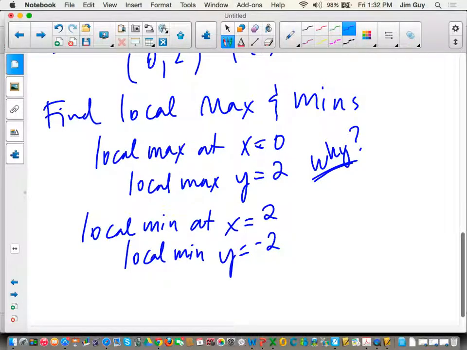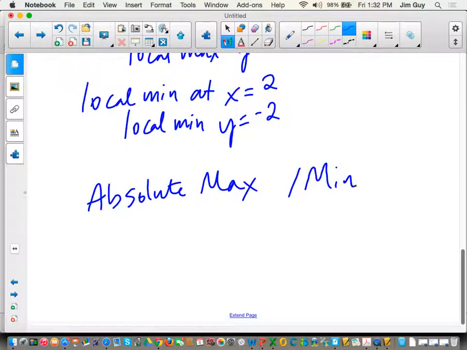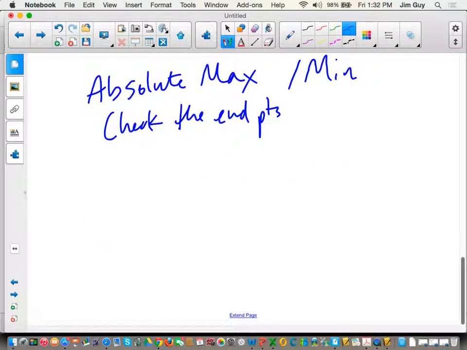Okay, now one last thing. If they said to you absolute max or min, then you've got to just be careful. Make sure that you check the endpoints. There weren't any endpoints in this one, okay? Because it went on forever, there's no endpoints. So if you can look at the shape of the graph, then you would know. So let me give you some kind of situations here.